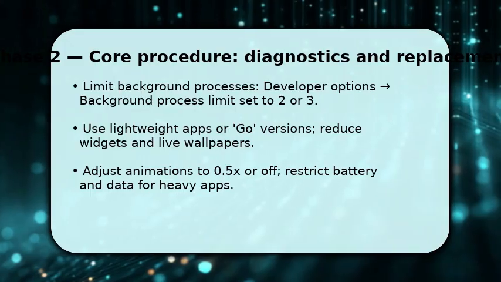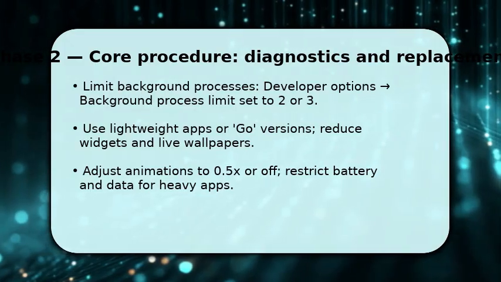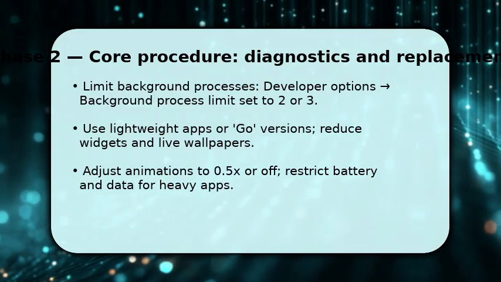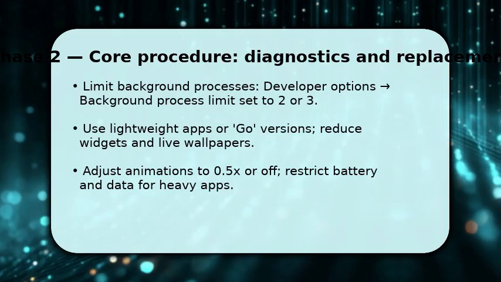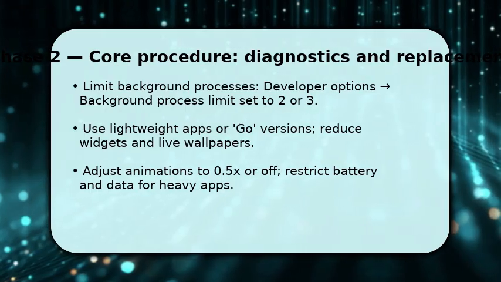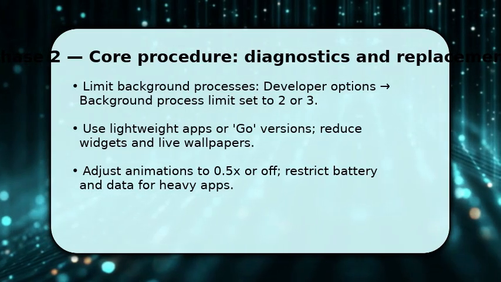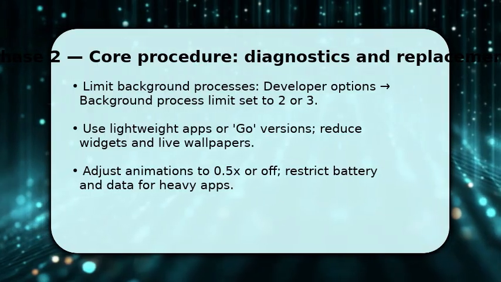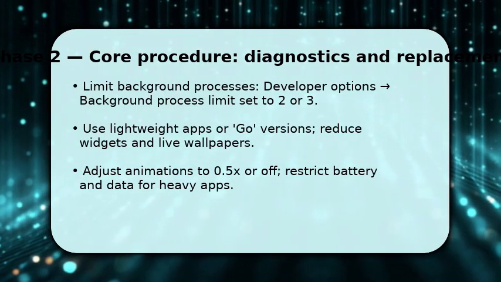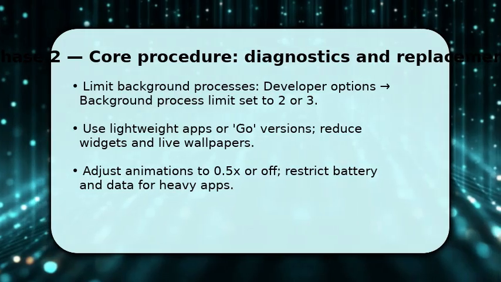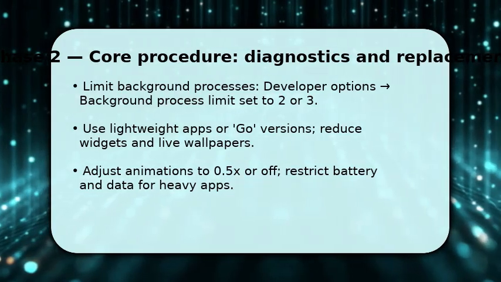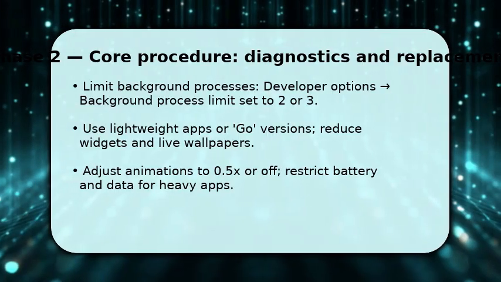Once adjusted, replace heavy apps with lightweight or Go alternatives, and remove widgets and live wallpapers that constantly update. Make sure to scale down animations to 0.5x or turn them off entirely to speed UI responsiveness, and restrict battery and background data for apps that wake the device too often, which conserves resources.